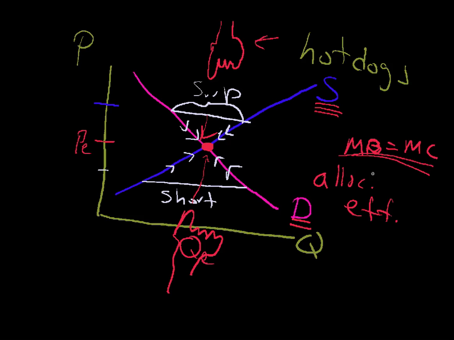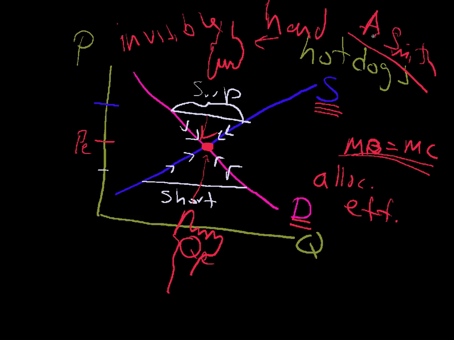Anyway, there you go. That's all about allocation efficiency, but more important, that is linked to the invisible hand and Mr. Adam Smith in his book, The Wealth of Nations. Okay, that's it for equilibrium.